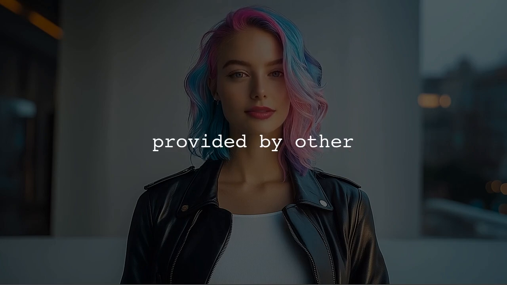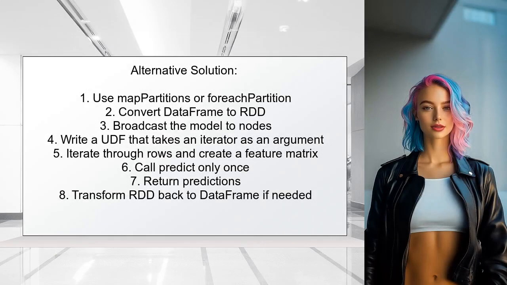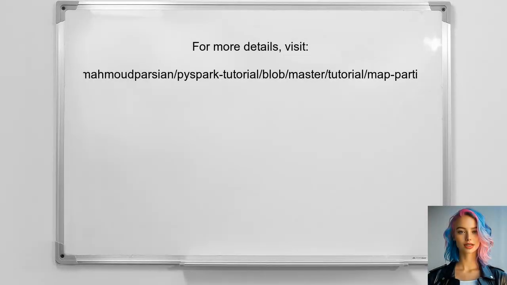Now let's look at the answers provided by other users. An alternative approach shared by another user suggests using the mapPartitions or foreachPartition method on RDDs instead of applying a user-defined function for each row. This method improves efficiency by ensuring the Scikit-Learn model is read only once per partition. This method avoids shuffling and significantly speeds up the prediction process. For more details, you can check the provided link for a thorough explanation.